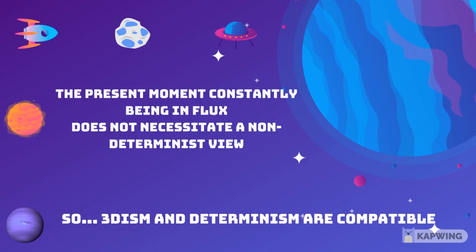It can simply be deterministic, and we can make these determinations even when the moment is constantly in flux and the future is not pre-plotted, but is predetermined. It then seems clear to us that 3Dism and determinism are completely compatible views, and that being a determinist does not necessitate having a 4D view of space and time.